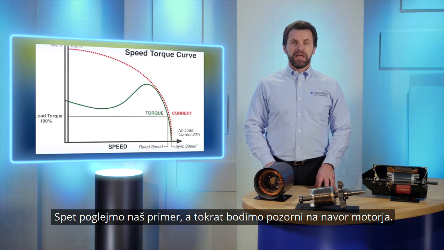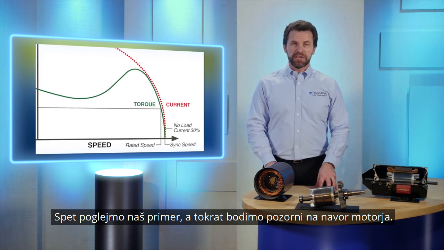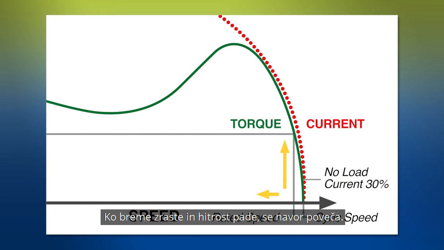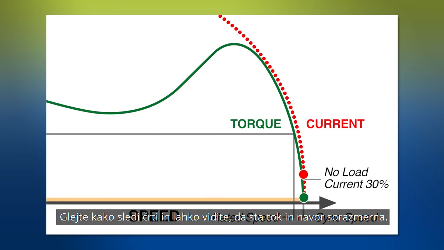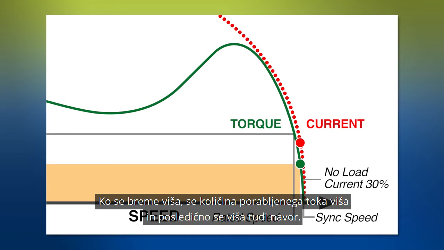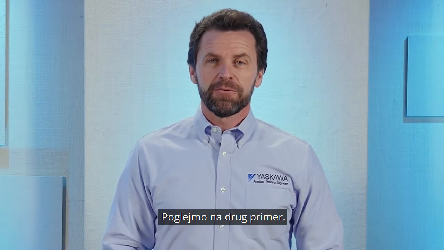Now let's look at our example again, but this time let's pay close attention to the motor torque. As the load is increased and the motor's speed decreases, the amount of torque produced by the motor increases. Watch it follow this line. You can see that torque and current are proportional. That means an induction motor draws more current as you increase the load. So, as the load increases, it increases the amount of current that the motor draws and, consequently, the amount of motor torque produced.